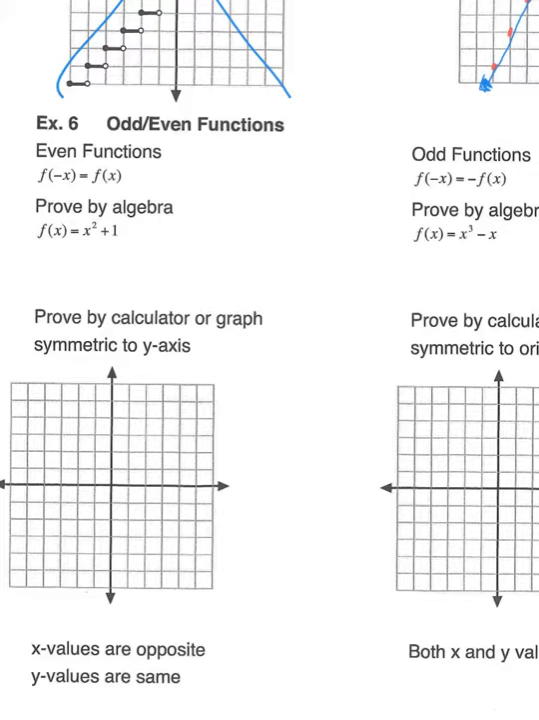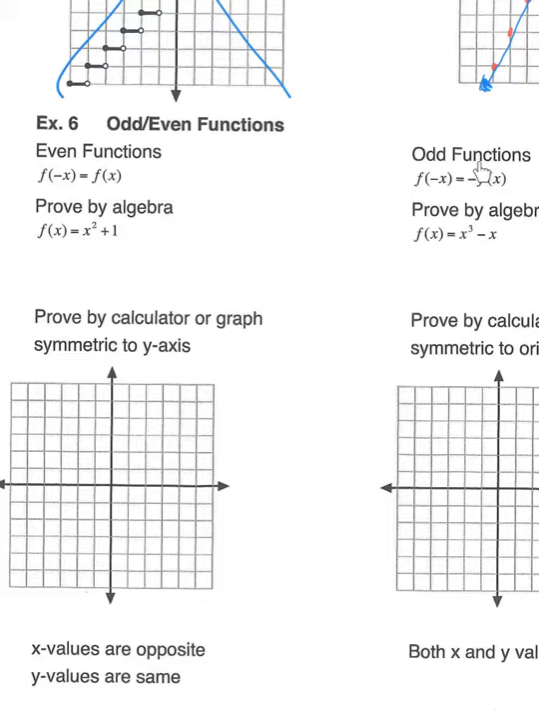However, if I have an odd function and I replace every x in that function with a negative x, and I get the opposite of my original function, in other words, every sign on every term of that function changes, then I have an odd function. Not every function is even or odd.